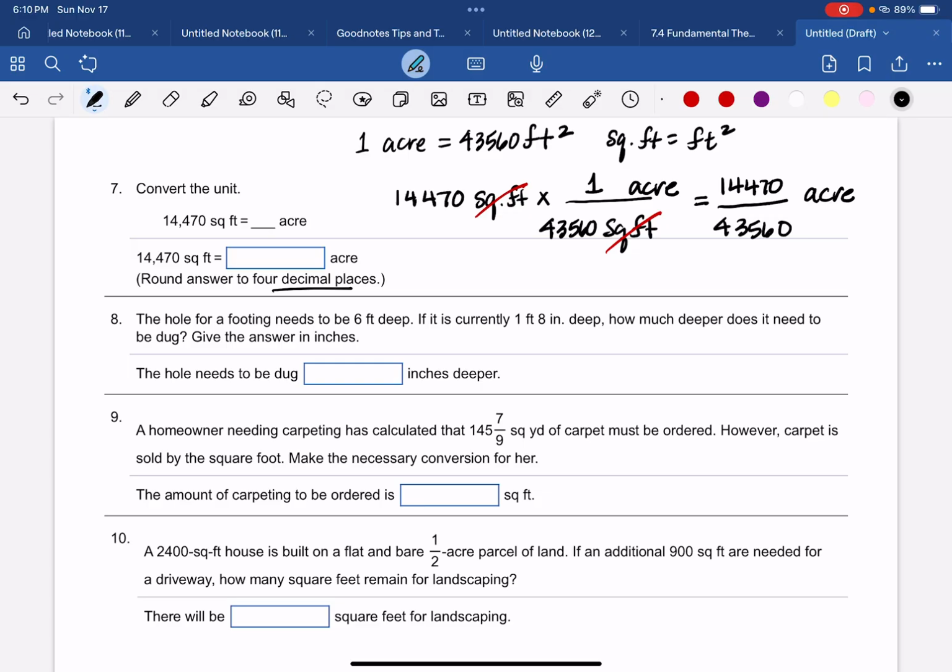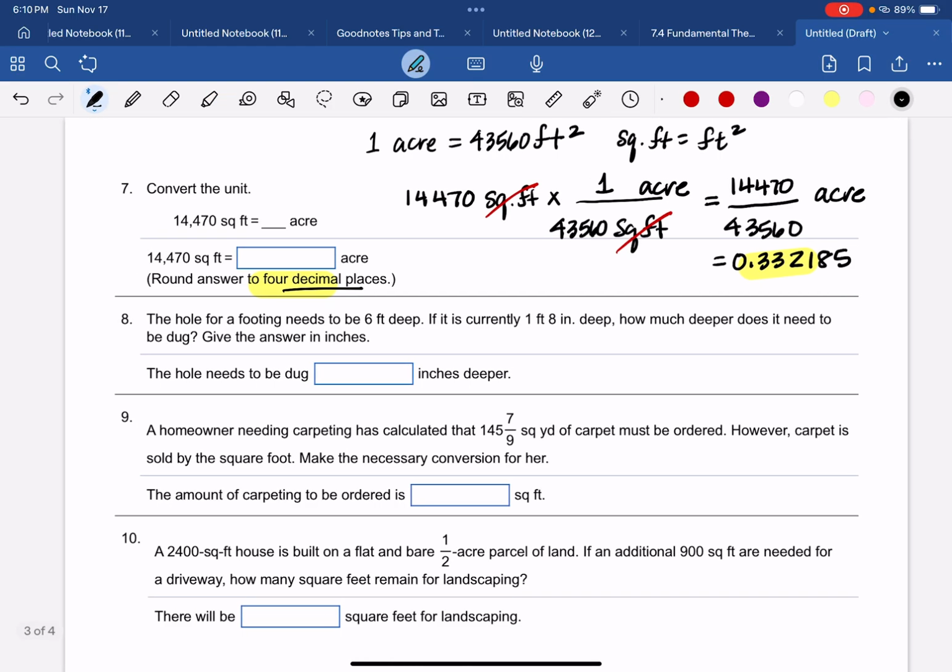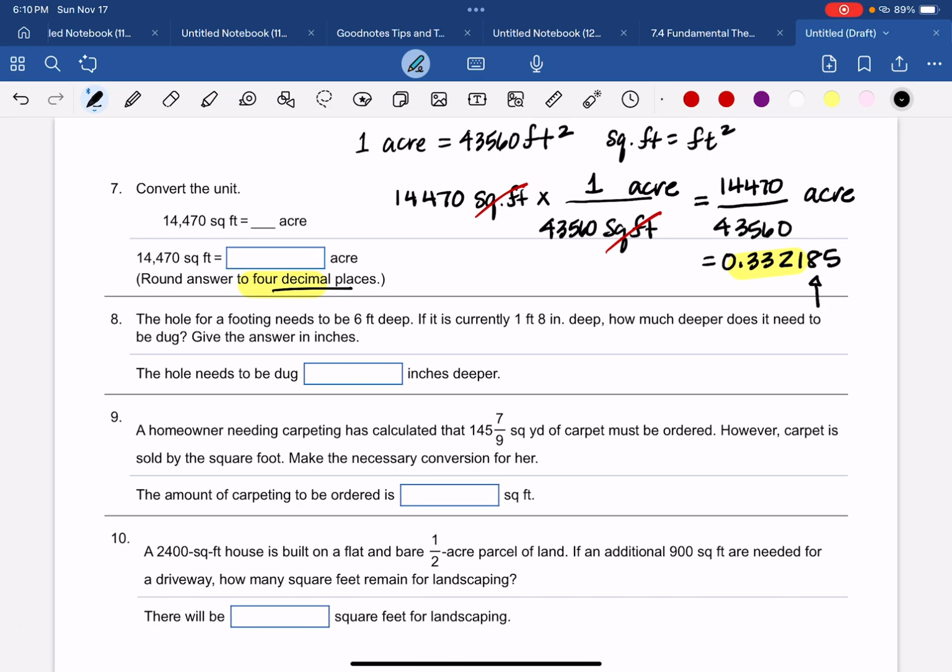14,470 divided by 43,560, and we end up with 0.332185. I pay attention, 4 decimal places. So I need to look at the 8, which means I'm going to round up the 1 to a 2, so it's 0.3322 acres.